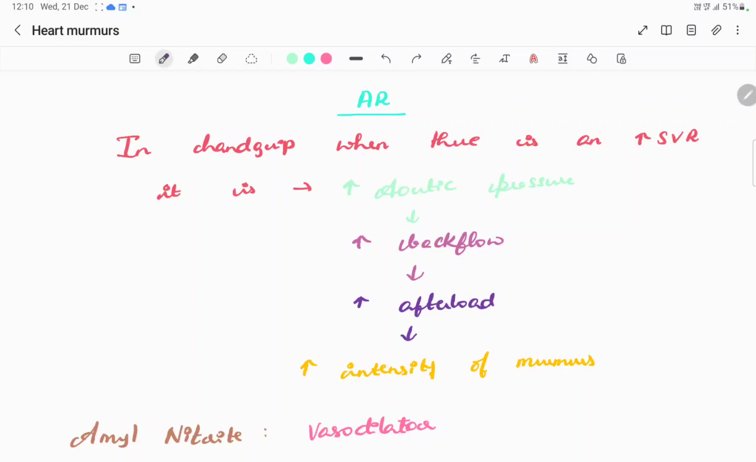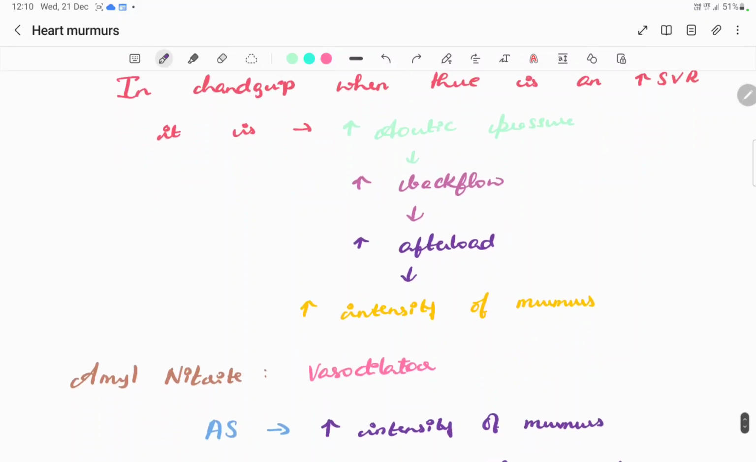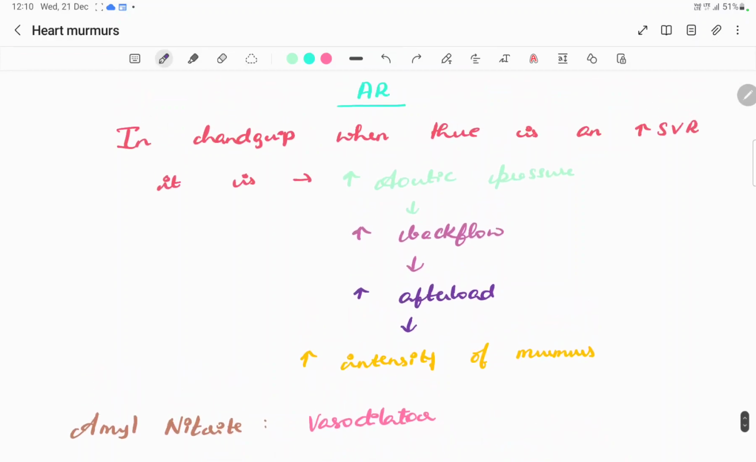to be an increased systemic vascular resistance. We already saw that, but if there is an increase in systemic vascular resistance, that's going to cause a reduce in stroke volume. That was the major reason for all of those other diseases that we saw. Here there's an increase in aortic pressure. So there's an increase in aortic pressure that's going to increase the backflow. So that is going to increase the afterload. So that will increase the intensity of murmurs in aortic regurgitation. There's going to be more blood that is flowing back into the left ventricle.